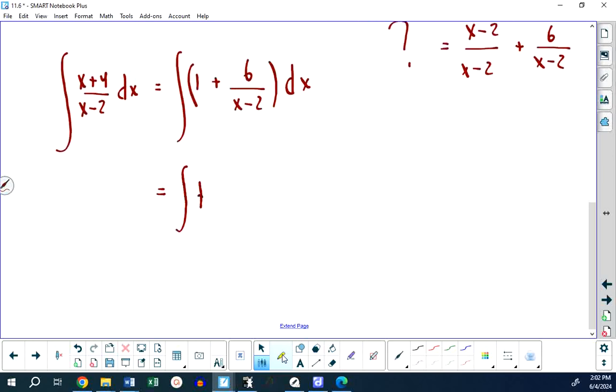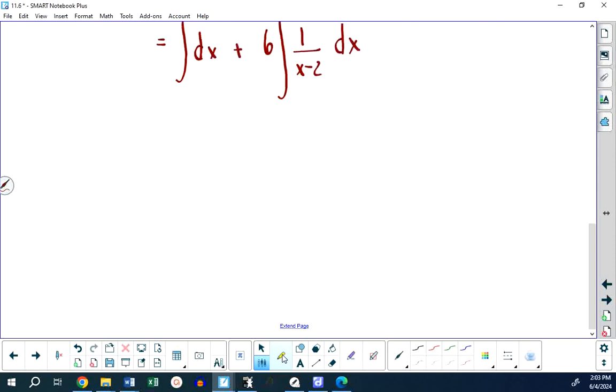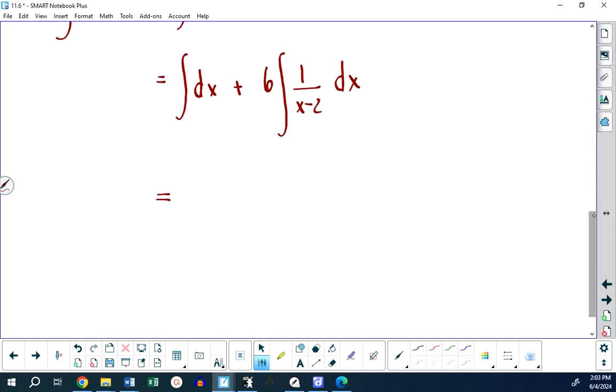You certainly don't need to do this. But I hope everybody sees how I can write the integral of 1 plus 6 over x minus 2 dx as the integral of dx plus 6 times the integral of 1 over x minus 2 dx. It's overkill, I get that. But I think I'm doing you a favor by writing that, because next year you'll see a lot of that for reasons that are necessary. So this becomes x plus 6 ln of x minus 2 plus our constant.